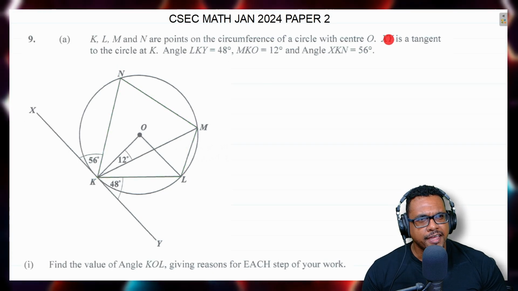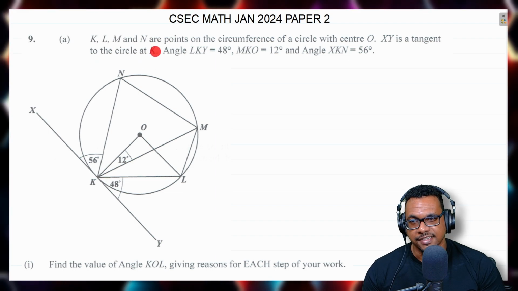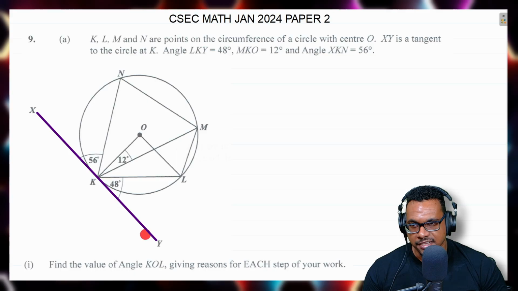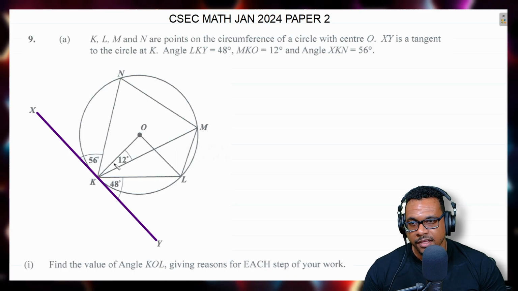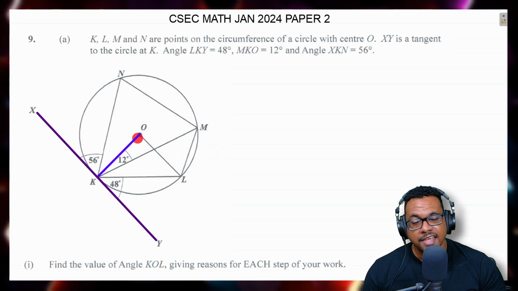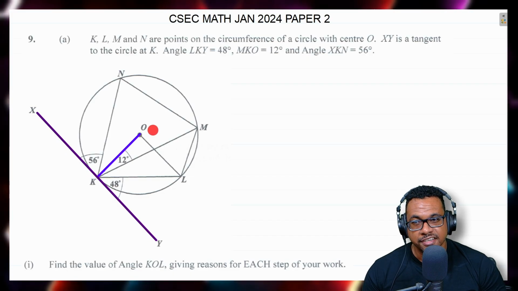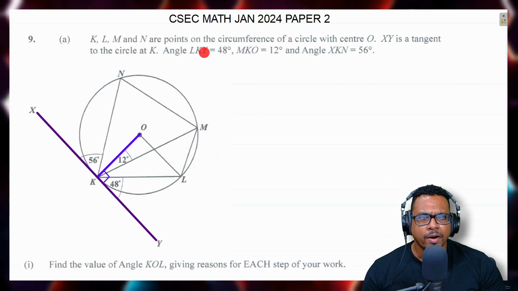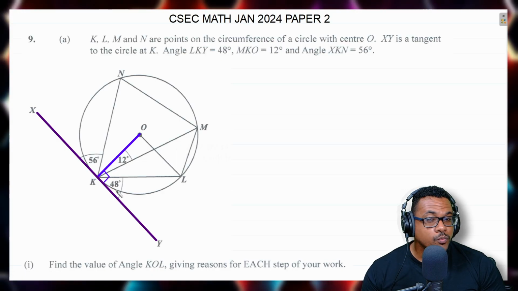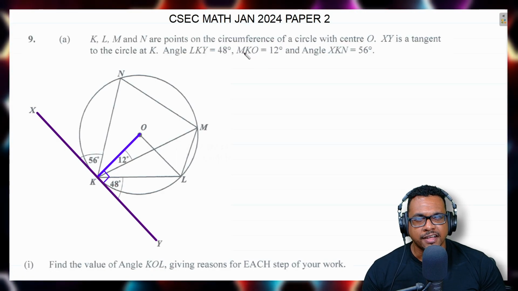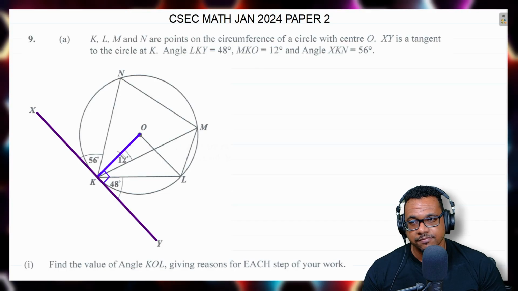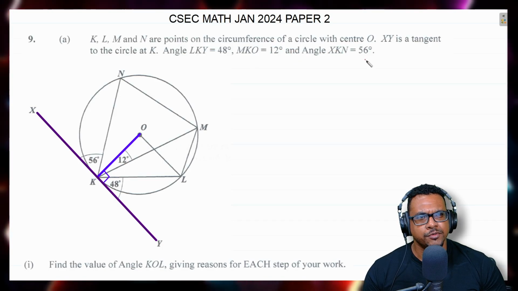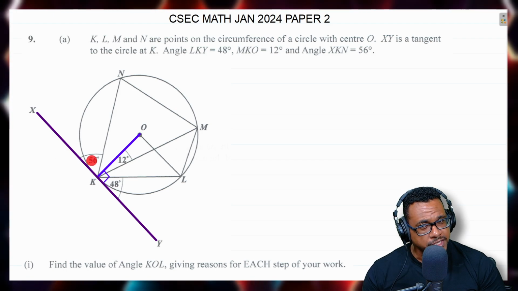Then we have XY is a tangent to the circle at K. So we have the XY being a tangent to the circle at K, meaning this tangent touches the circle at K. And we know from O to K is the radius, and the angle between the tangent and the radius is a 90-degree angle. Then we have angle LKY is equal to 48 degrees, which is shown here. Then we have angle MKO is 12 degrees, which is shown here. And then we have angle XKN, which is 56 degrees, which is shown here.